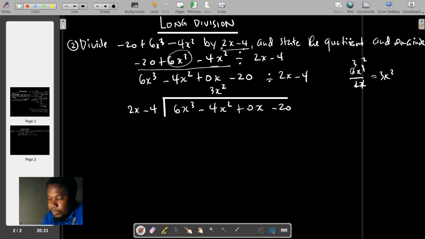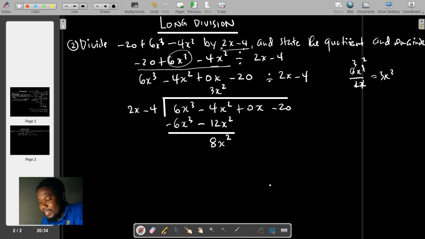3x squared times 2x is 6x to the power 3. 3x squared times negative 4 is negative 12x squared. Can you see that? Then we subtract those two. What we end up getting is 0, and then negative 4x squared minus negative 12x squared, so it will be negative 4x squared plus 12x squared. What do we end up getting? 8x squared.